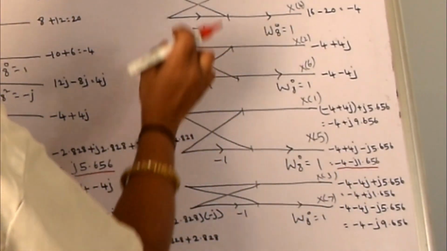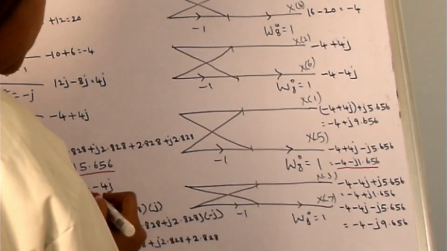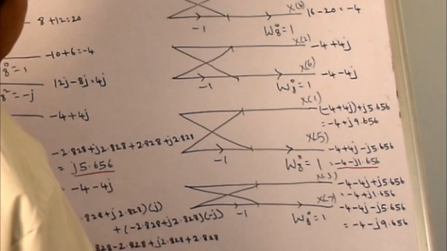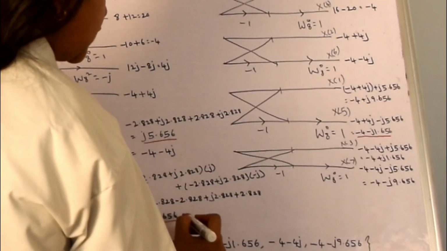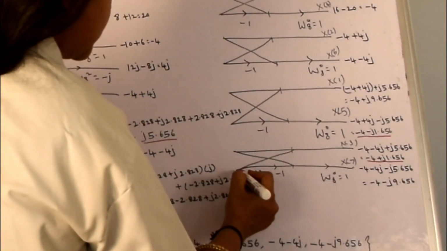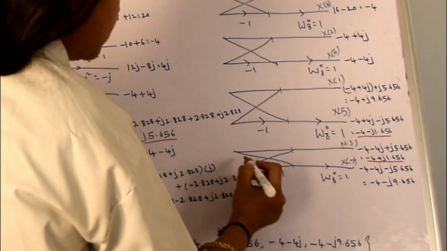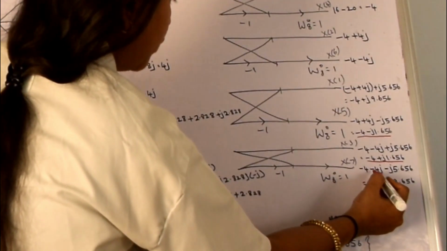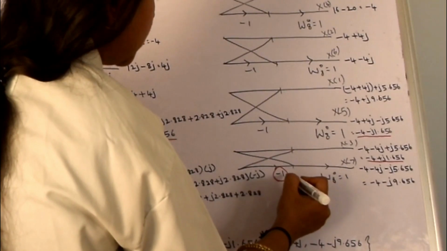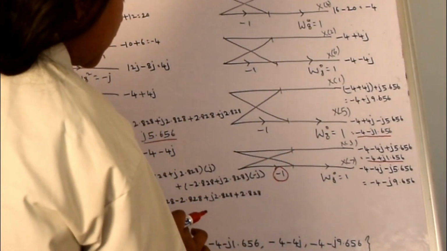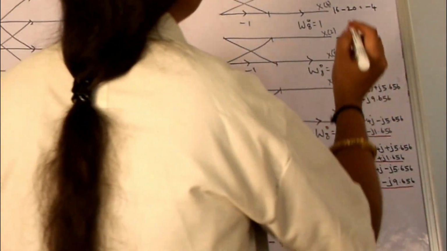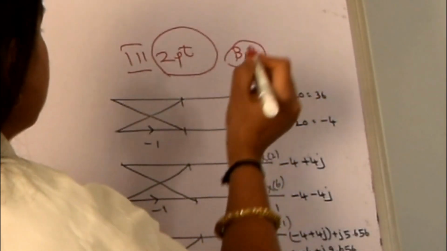For the fourth 2-point DFT, your first input is -4 -4j, and the second input comes from here, j 5.656, and I have simplified it. I have got this one. For the second line, your first input is -4 -4j. The next one, you have the multiplication factor -1, so -j 5.656. So your answer is this one. That's it. Please do remember, your output will be in bit reversed order.